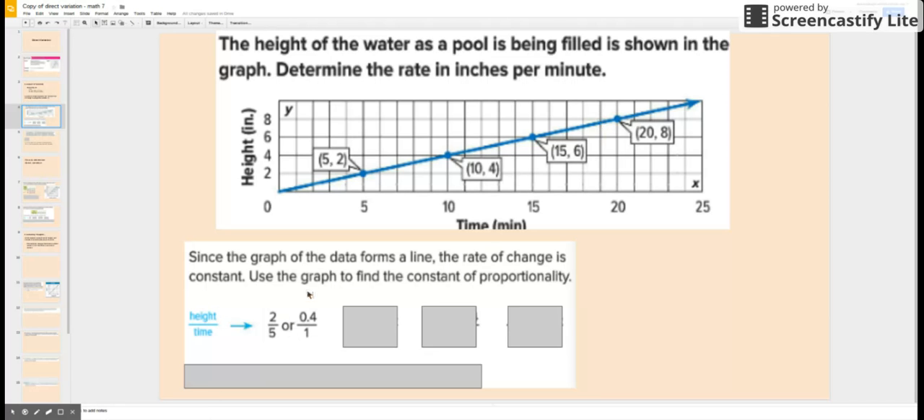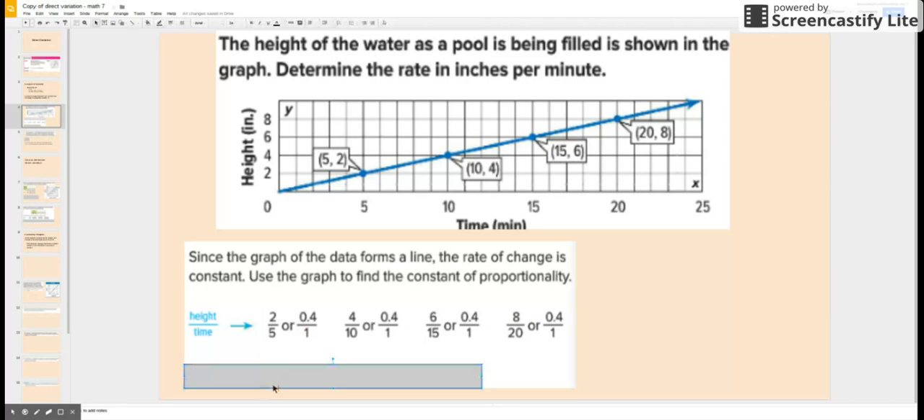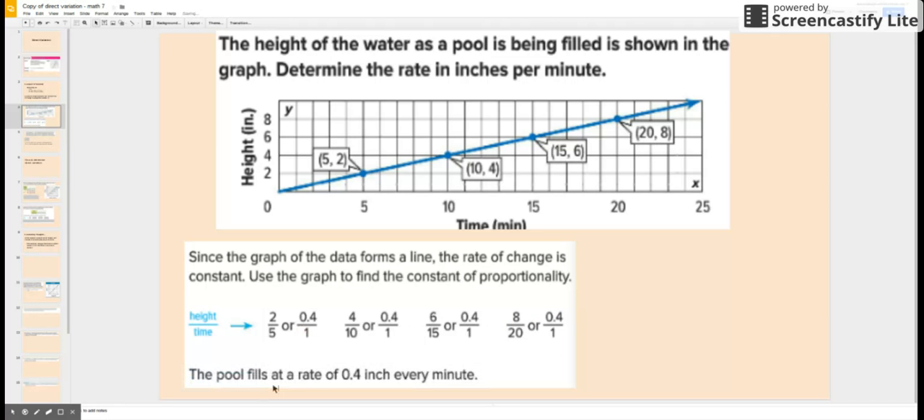So let's make our ratios. Height to time, it would be 2 inches, 5 minutes. Here would be 4 inches in 10 minutes, or you can actually divide them through to get your decimals. Here would be 6 to 15, and here for the last one would be 8 to 20 or 0.4. So are all of these equal? Yes. So that means that the pool fills at a rate of 0.4 inches every minute.